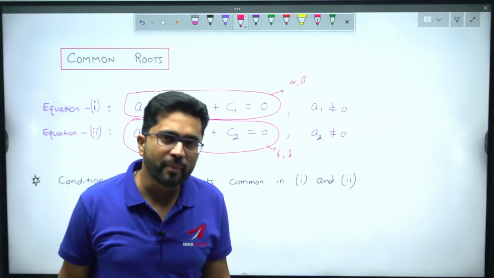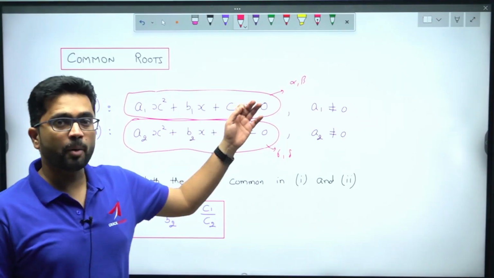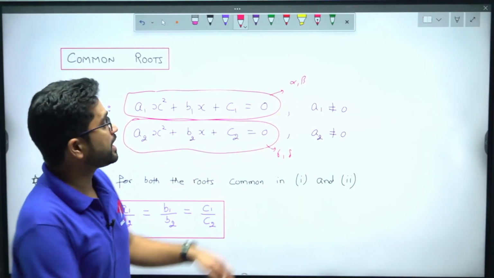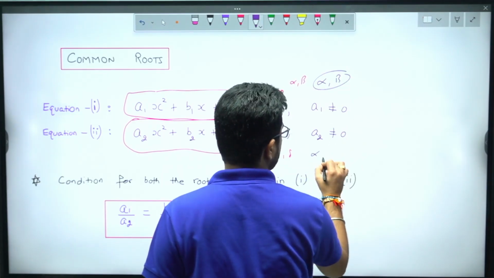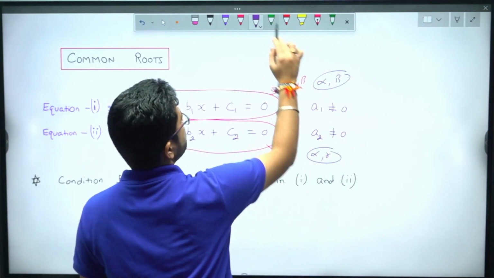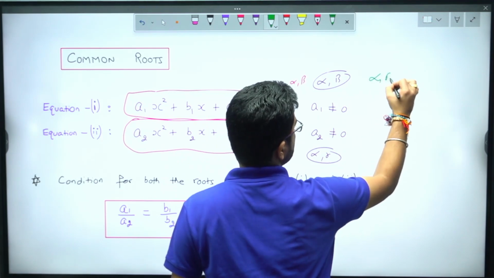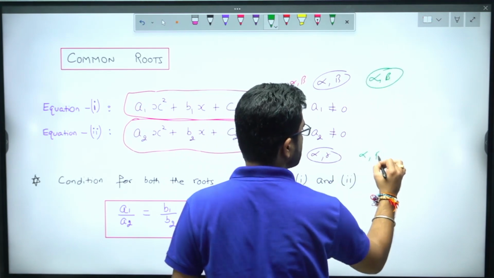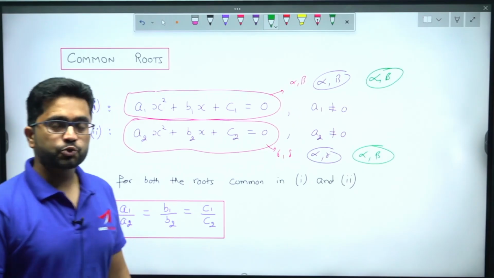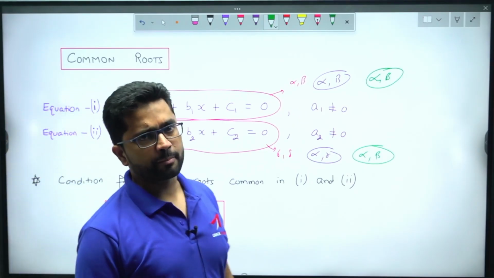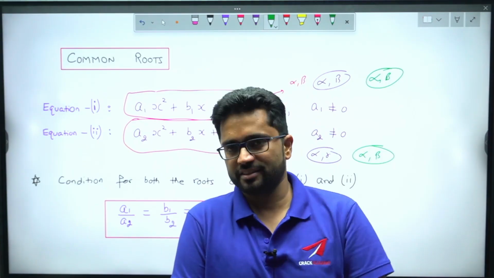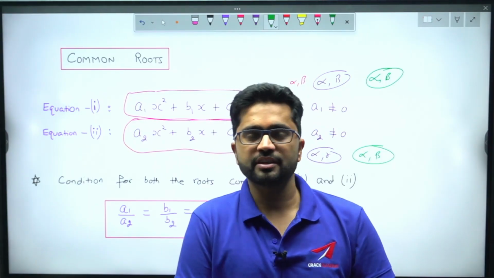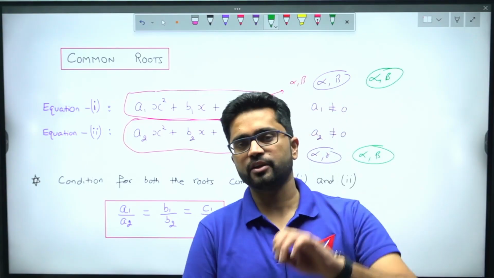But when we say common root, that means there can be a common root named alpha. The first one may have roots alpha and beta, the second one may have roots alpha and gamma. Or the first one may have roots alpha and beta, and the second one may have the same roots alpha and beta. So we can have two common roots, or we can have one single common root. Okay, so now we'll be discussing the two cases, when the two quadratic equations have two common roots or a single common root.